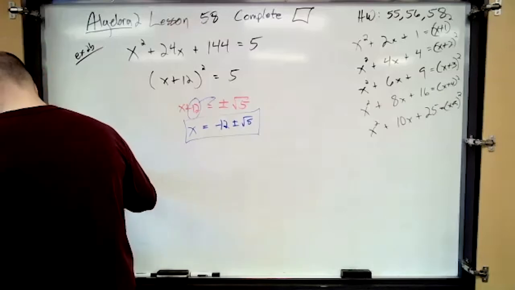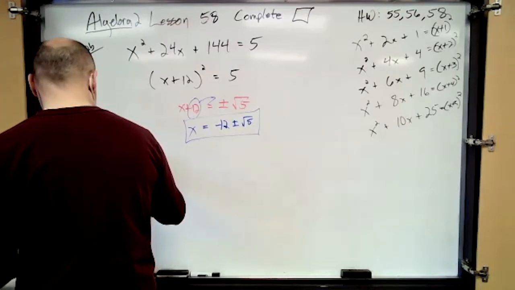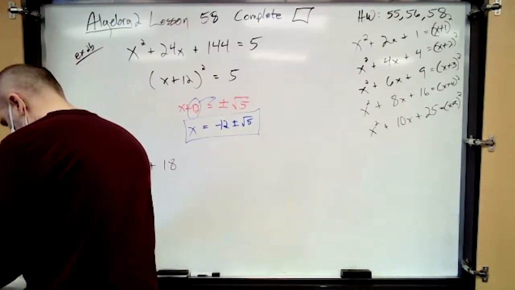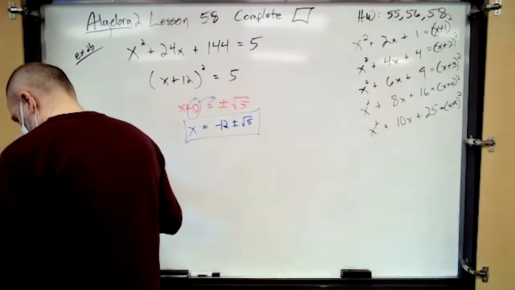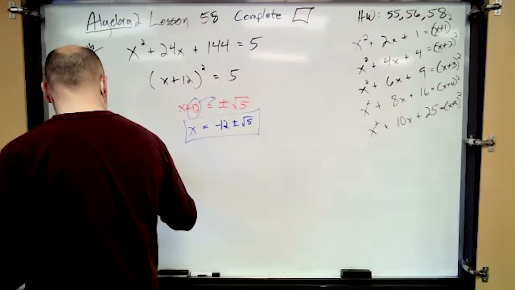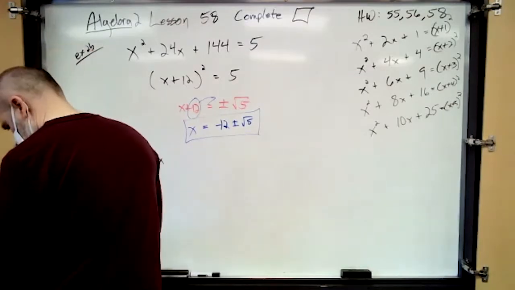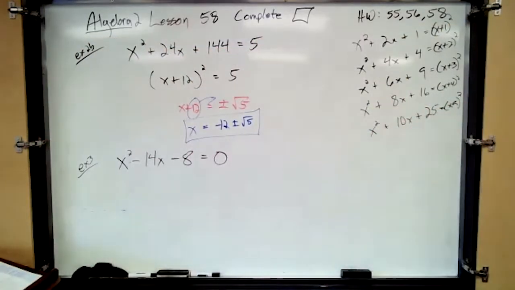So here's example 2. x squared plus 18, no, it's not there. I'm just skipping to example 3 because example 2 just has you find that third one. Okay, here's example 3. x squared minus 14x minus 8 equals 0. What's the first step?